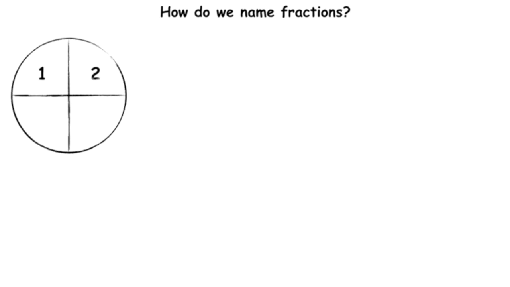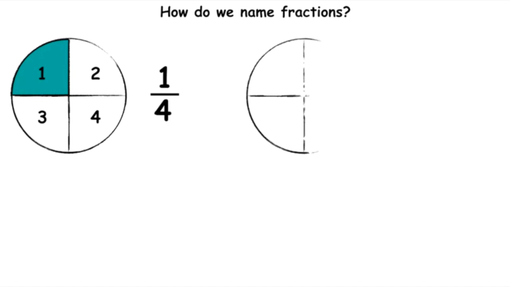How many pieces has this circle been cut into? It has been cut into 4 equal pieces. I am going to color in one of the 4 equal pieces. I have colored 1 piece out of 4. Whenever we have 1 piece out of 4, we have 1/4.